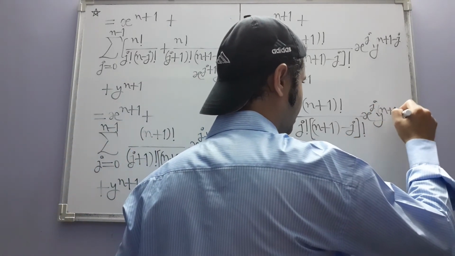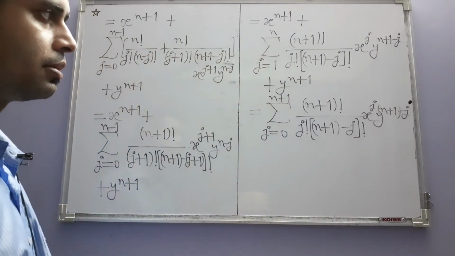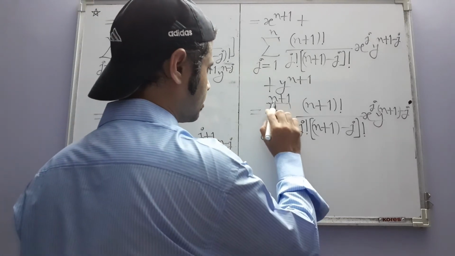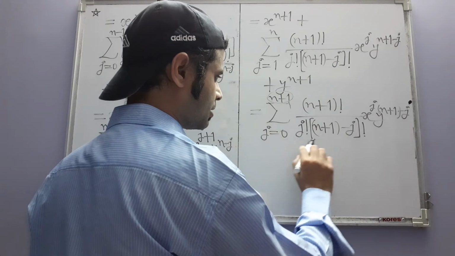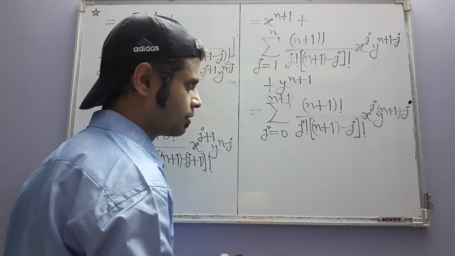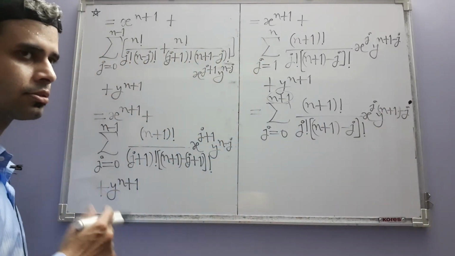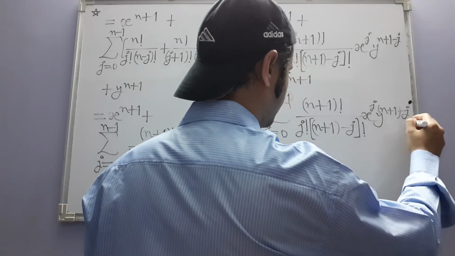Is it not the right hand side when you have n plus 1 in place of n? It is, because you see the upper limit is n plus 1. Here you have n plus 1, here also you have n plus 1. Previously you had n minus j factorial, here previously you had n, now you have n plus 1. So this tells us that the formula is also true for n plus 1.